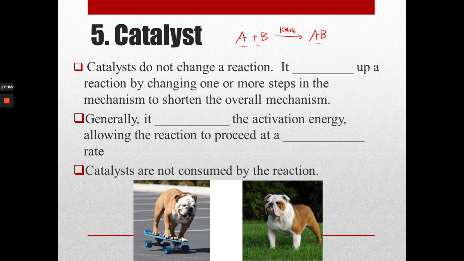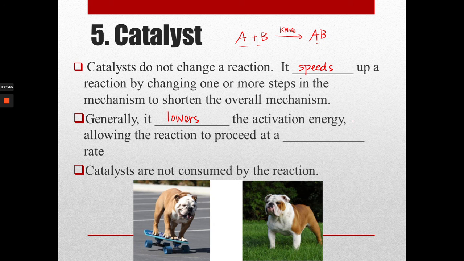But what it does do is it speeds up the reaction by changing one or more of the steps in the overall mechanism. It's like finding a shortcut when you're taking a road trip, right? It doesn't change your starting point and it doesn't change your arrival, but it changes the path that you take to get there. So generally what it does is it lowers this thing called activation energy, which is the energy that is required to make a reaction go.